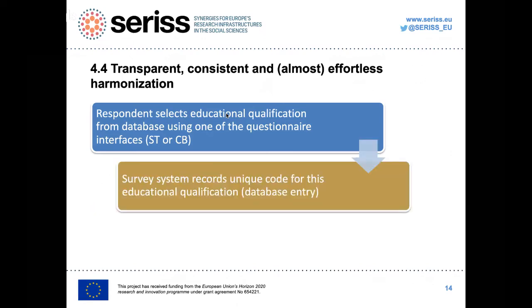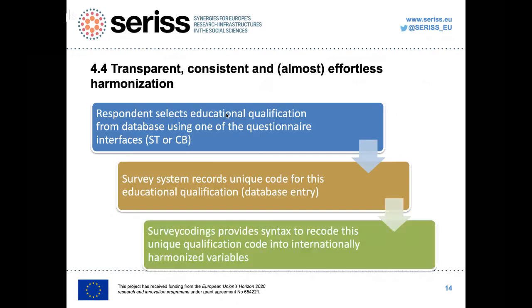The survey system records a unique code for this educational qualification, which is basically a database entry. And the survey codings website provides the syntax to recode this unique qualification code into internationally harmonized variables. So this is really neat. You get your data out of the survey system, run a recode, and you have harmonized your data.